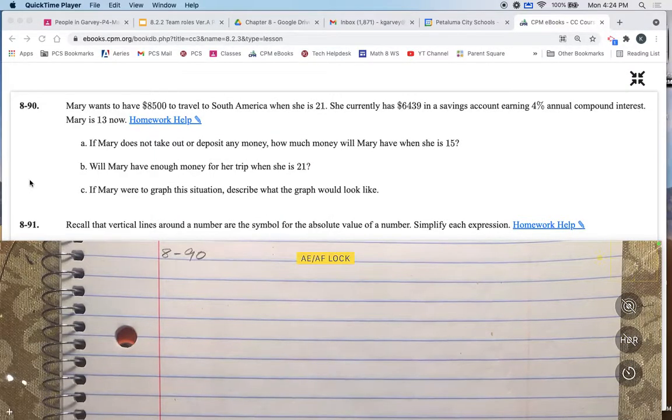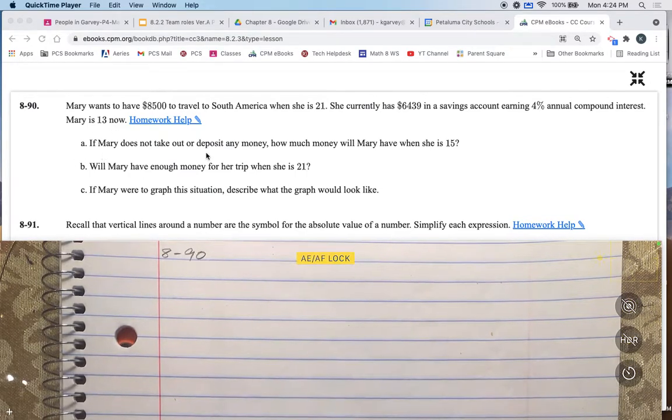8-90. Mary wants to have $8,500 to travel to South America when she's 21. She currently has $6,439 in a savings account earning 4% annual compound interest. Mary is 13 now. So here are the questions.